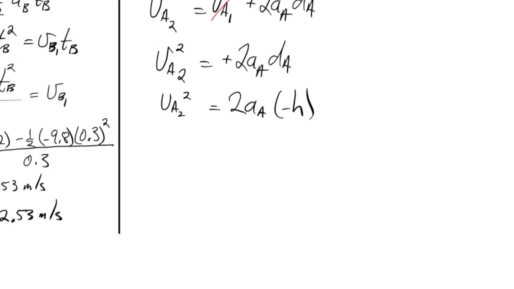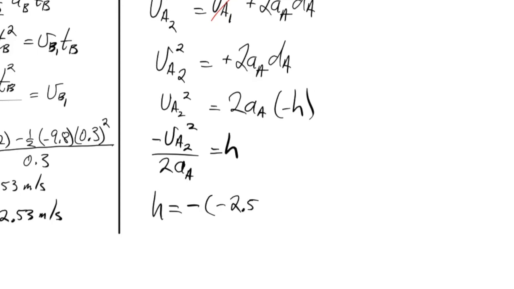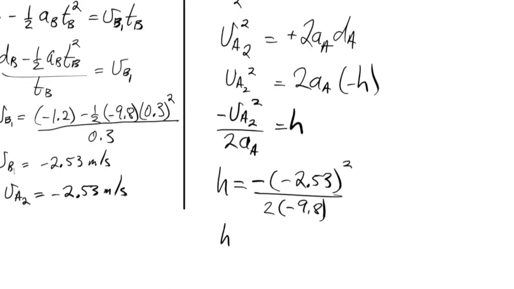So I'm going to divide both sides by negative 2 AA. So we get negative VA2 squared over 2 AA is equal to our height. So now I can substitute in negative, bracket negative 2.53, all squared, divided by 2 times negative 9.8. Don't forget that negative. Don't forget that negative. Now our final answer has to be a positive number, and it's going to be because these brackets mean that the stuff inside the bracket becomes positive, but this negative sign here is still negative.